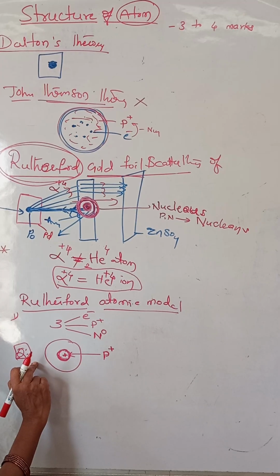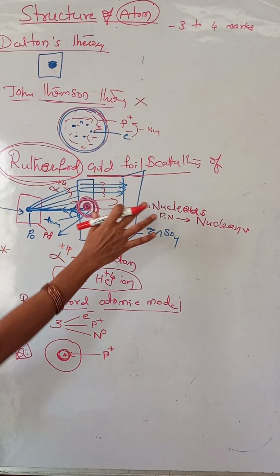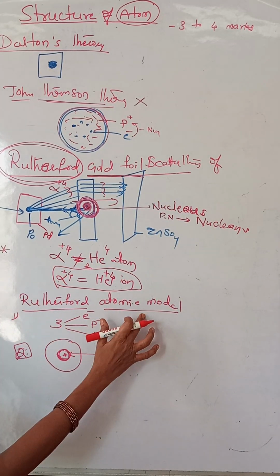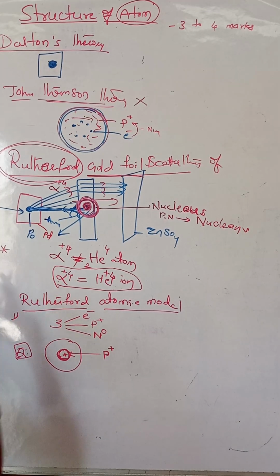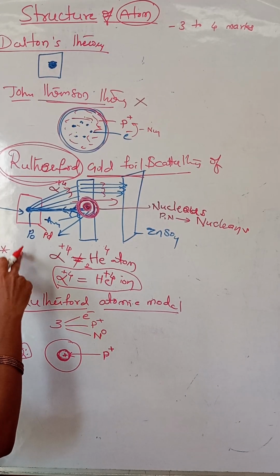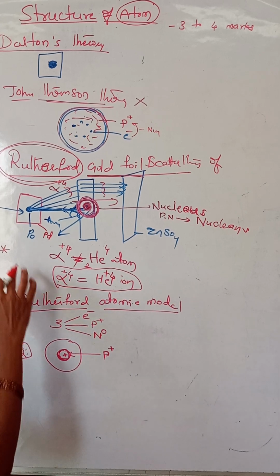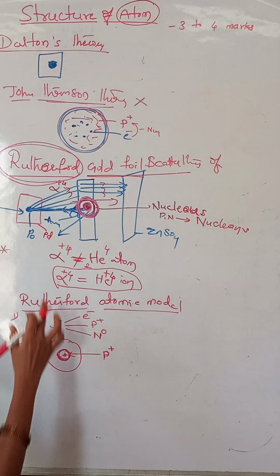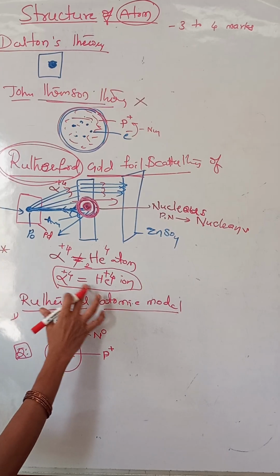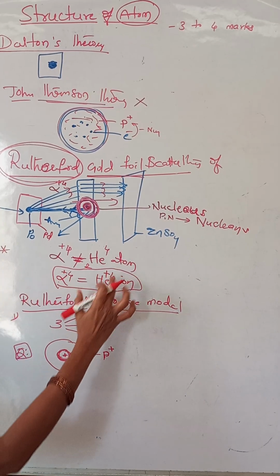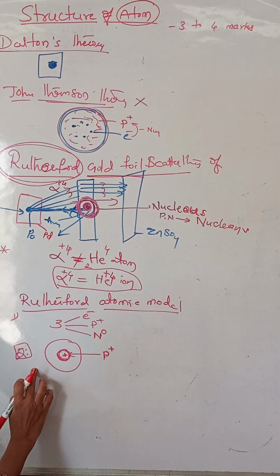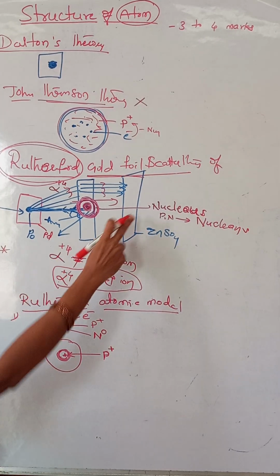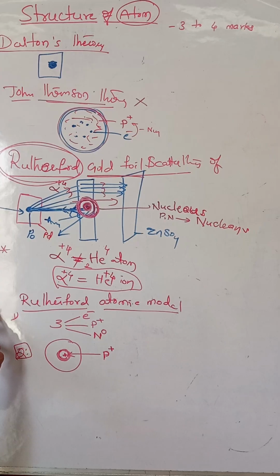This is another question. Here, Rutherford's gold foil scattering theory, or Rutherford atomic model. In this theory we get three questions. What is the difference between nucleus and nucleons? Second, what is equal to the alpha rays, that means helium atom or helium ion? Next, why is the nucleus positively charged? These questions are most important for the Rutherford theory.